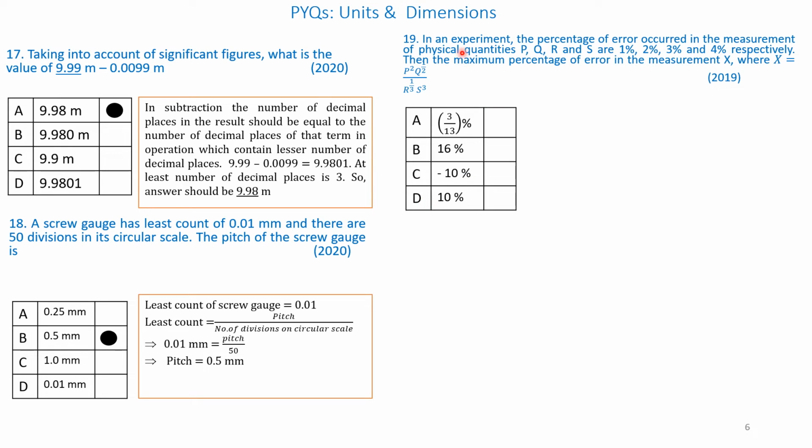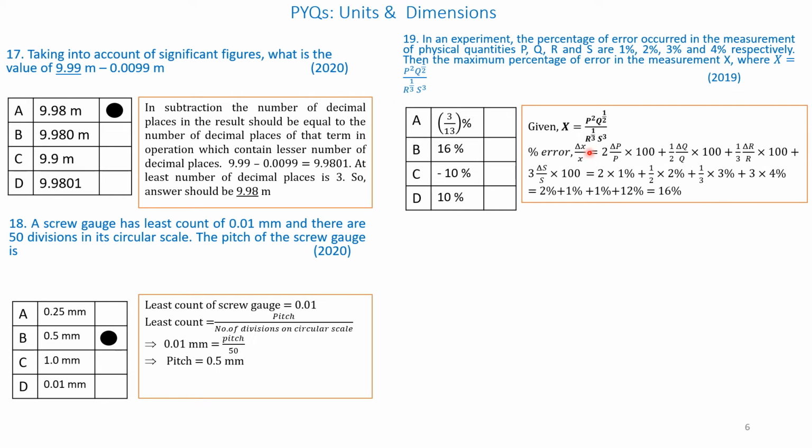Question number 19. In an experiment, the percentage of error occurred in the measurement of physical quantities capital P, capital Q, capital R, and capital S are 1%, 2%, 3%, and 4% respectively. Then the maximum percentage of error in measurement X, where X is equal to P square into Q square divided by R to the power of 1 by 3, S to the power of 3. This question was asked in 2019 examinations, and the options given are option A 3 by 13%, B 16%, option C is minus 10%, and option D is 10%. You have to mark the correct answer. First, let us analyze. So X is given as P square into Q to the power of half.